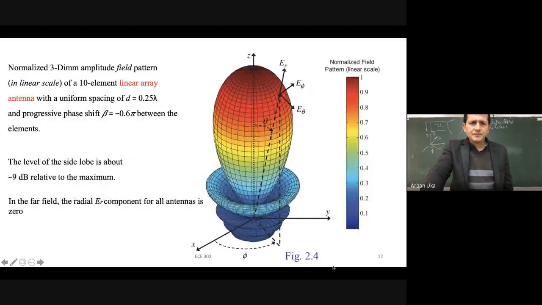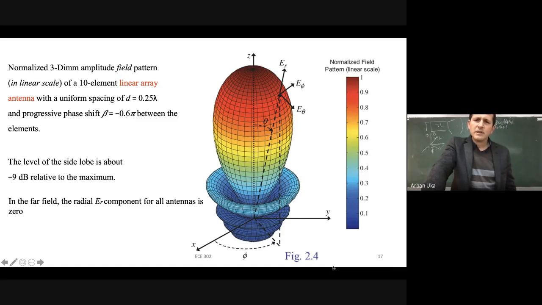Okay, so here we show the normalized three-dimensional amplitude field pattern for the same construct of an antenna with 10 different elements with the same distance between each other, a quarter of a wavelength. We see that in this case we have a side lobe which has an intensity of 9 decibels in the far field. What we also want to learn from this slide is that the electric field gives a measure of the power of the signal, which is distributed everywhere.